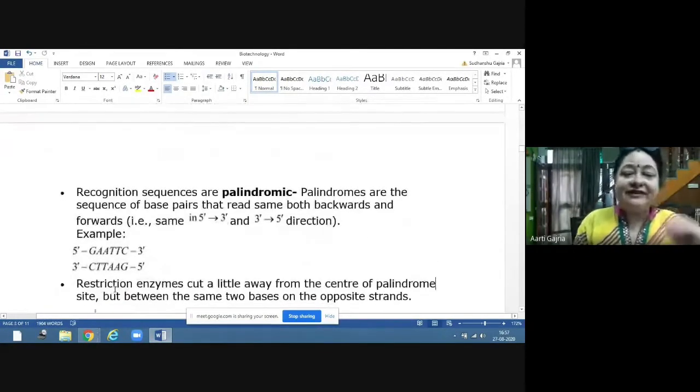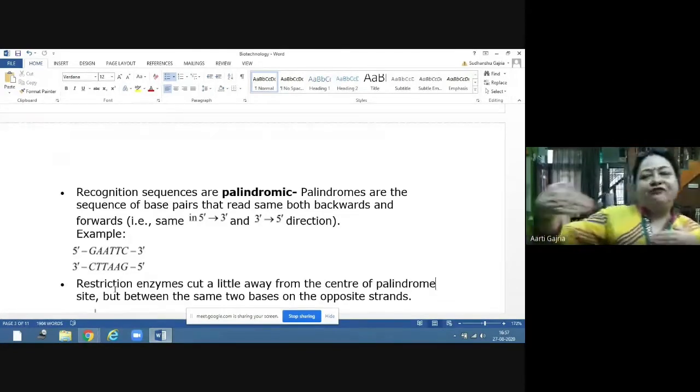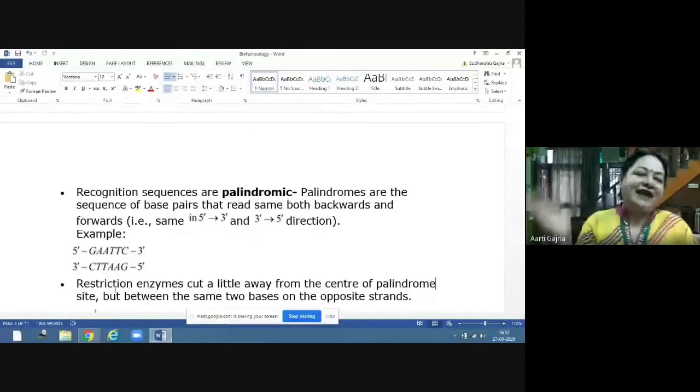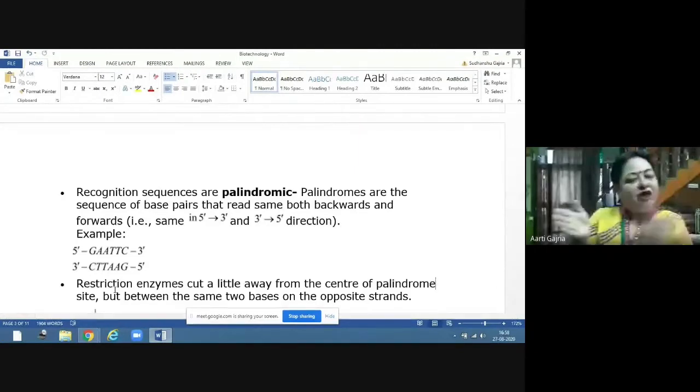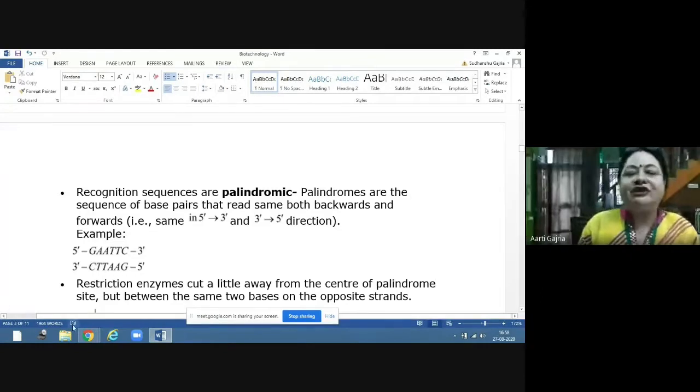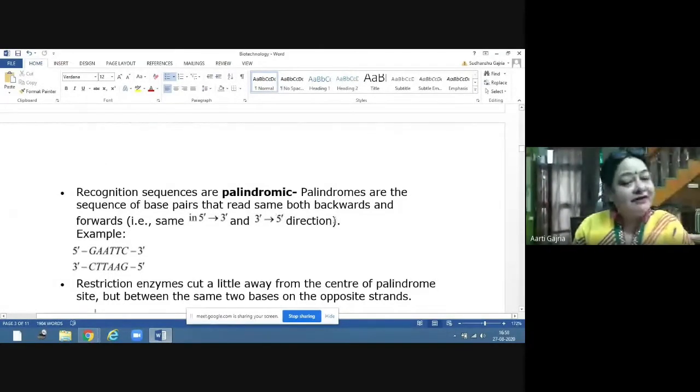Recognition sequences are palindromic. Now, what is palindromic? Palindromic is when you read from here or you read from here, it will be the same. For example, there are certain words in English, like Malayalam. If you write the spelling of Malayalam and read from here also, it will be the same, from forward as well as backward. So that sequence is called palindromic. Palindromic sequences are sequences of base pairs that read the same backwards and forward.